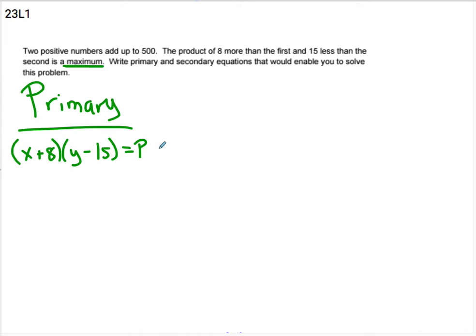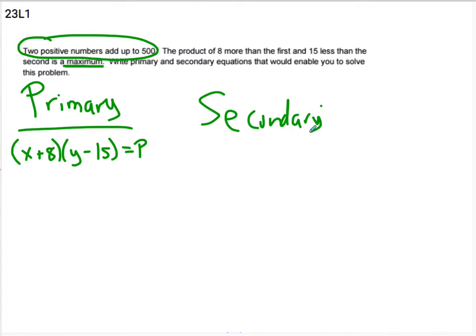Now our secondary equation is the equation that helps us get these x's and y's to both be x's. And that information comes from right up here where it says two positive numbers add up to 500. So our secondary equation is we take our two numbers and they add to 500. That's all you had to do for that one. Just come up with the equations.